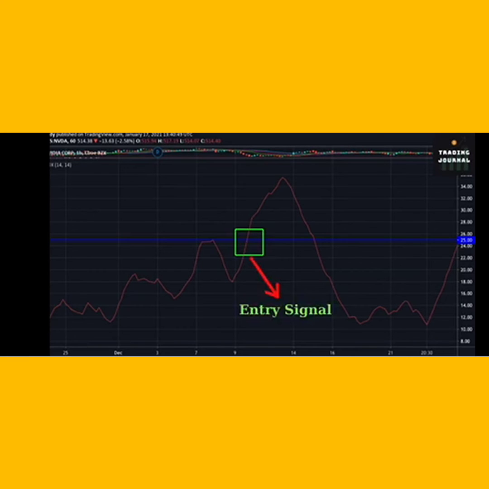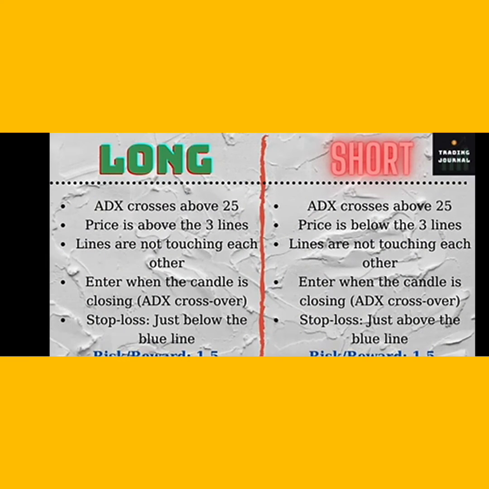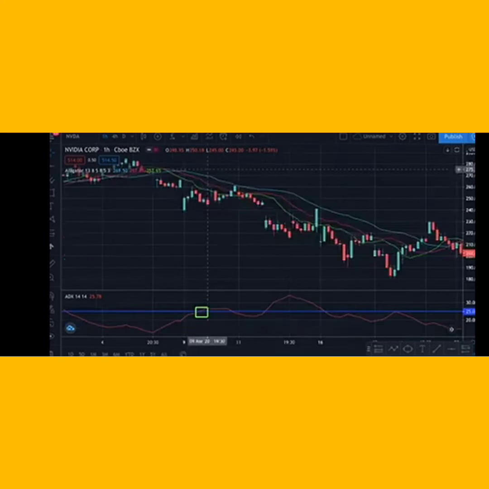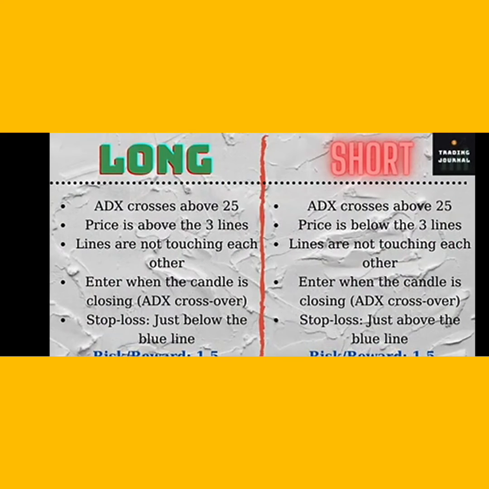Our second rule is about the alligator indicator. We would take a long position only if the price is above the 3 moving averages. And similarly, we will take a short position only if the price is below the lines. Our third rule is the same for both long and short setups. Moving average lines should be far from each other, because in markets where there is a strong trend, the jaw, teeth and lips are apart from each other.